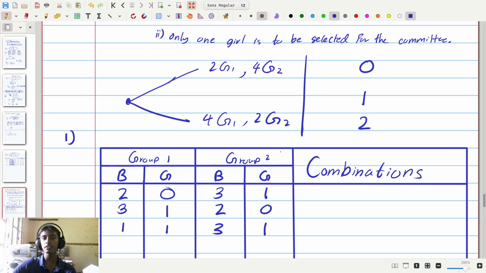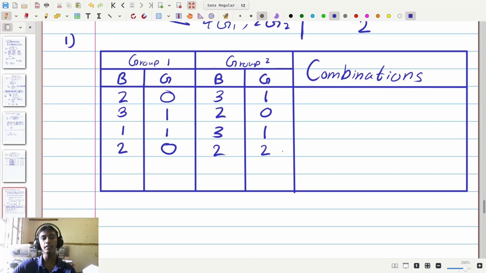The other combination is if we select all 2 girls from group number 2. In which case, we will have to select only boys from group number 1. So group number 1 will be only boys. There will be 2 boys coming, 0 girls. And then from group number 2, we select 2 boys and 2 girls. This again is also valid. It is possible to select 2 boys and 0 girls from group 1. And it's also possible to select 2 boys and 2 girls from group 2.